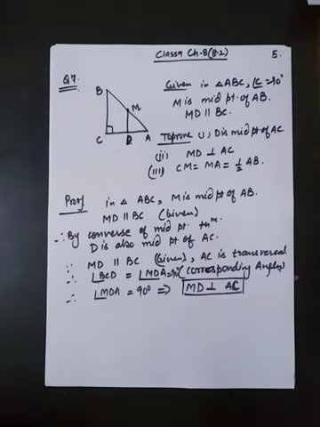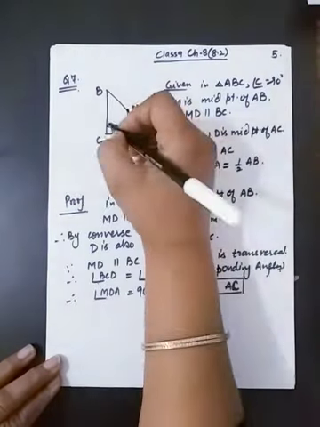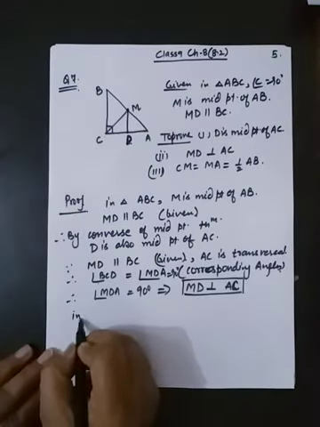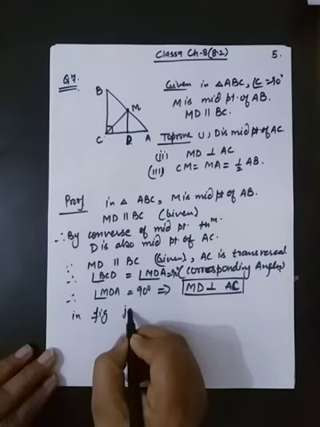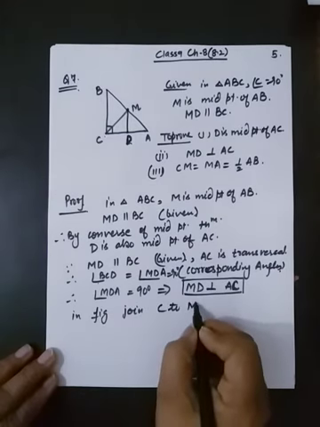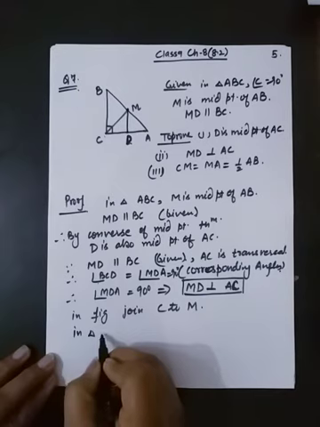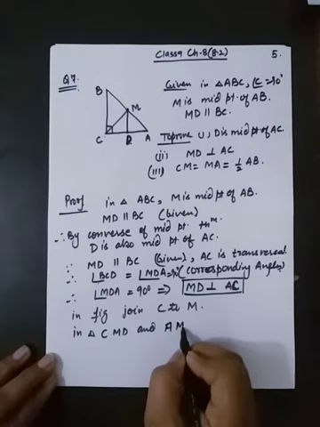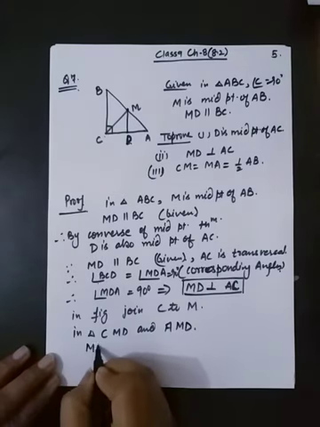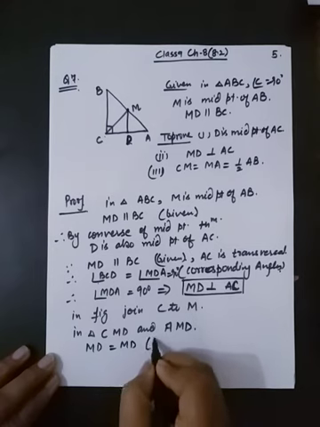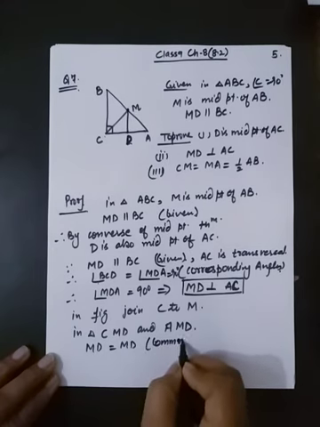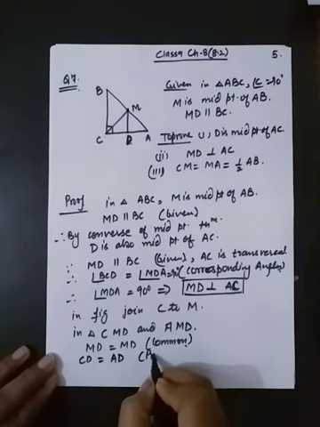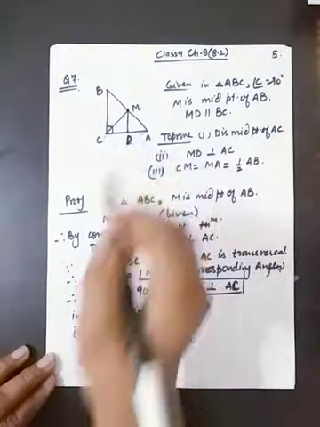Now we are left with third part only. Here I am going to join C to M. So for the third part in figure, join C to M. Now in triangle CMD and AMD, MD is equal to MD. This is common. And CD is equal to AD. Proved. Because we have proved D as midpoint.